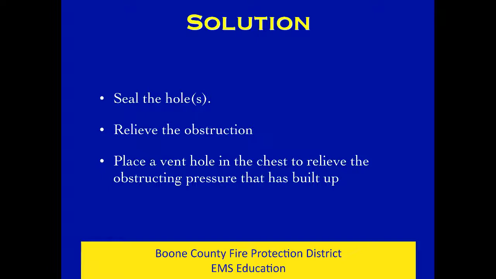Think of the guy that's driving down the road in his car, comes to a sudden stop, chest hits the steering wheel, ribs break. He doesn't have a hole in his chest, he has a hole in his lung caused by a broken rib. So in that case, you don't have a hole to unseal when the tension develops, and you have to make your own vent hole in the chest to relieve that pressure that's built up, that's causing a reduced preload, which is leading to reduced cardiac output, which is leading to reduced blood pressure.